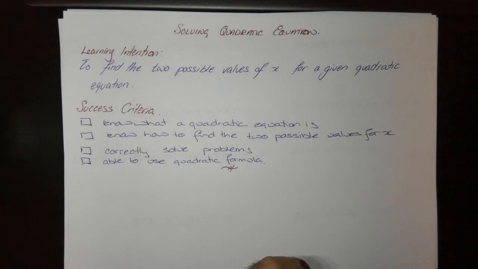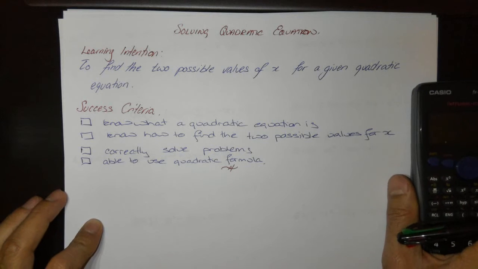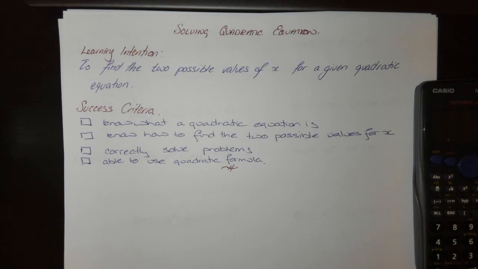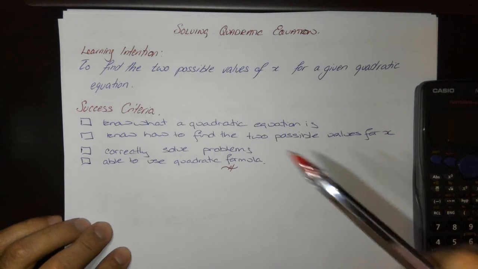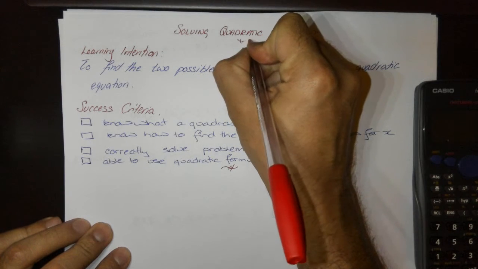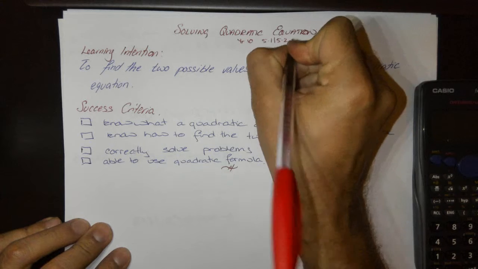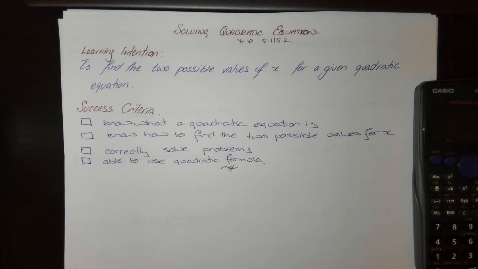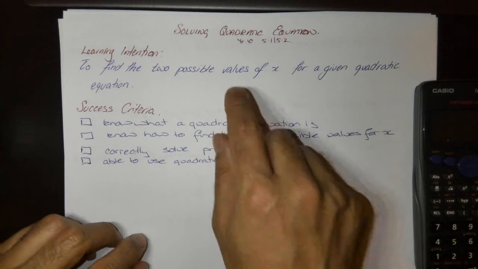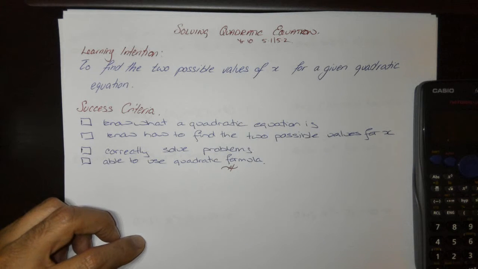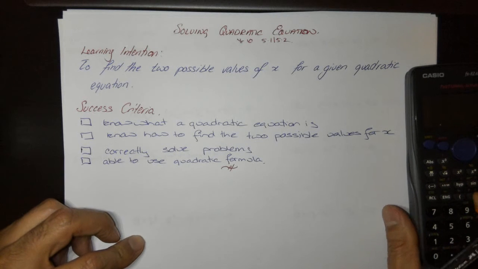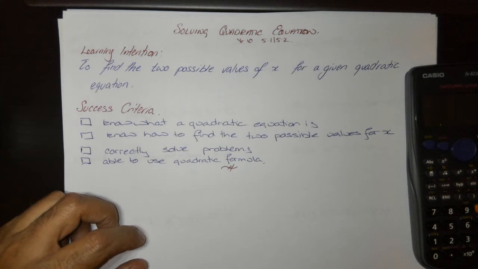Okay, so today's lesson is about solving quadratic equations, and this is obviously the Year 10, 5.1, 5.2 course. The learning intention is to find the two possible values of x for a given quadratic equation. In 5.1, 5.2, there will be two possible values of x. In 5.3, there's not always two. There could be up to two.